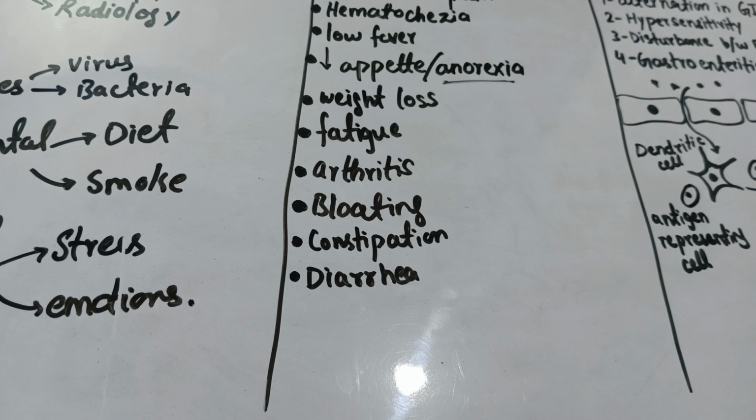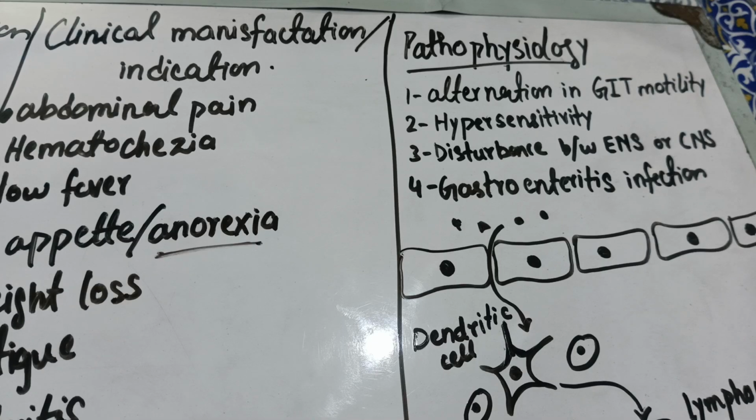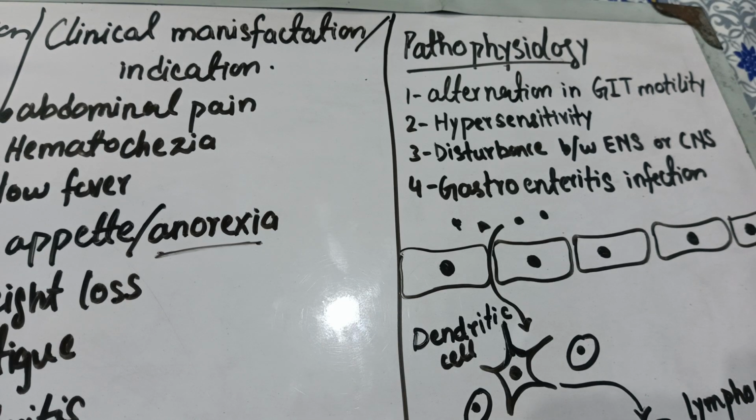Now let's discuss the pathophysiology behind inflammatory bowel disease. The pathophysiology suggests that there is no single particular reason behind the disease. The scientists could not discover one particular reason, but there are some reasons which we can suggest. The first reason is an alteration in GIT motility, due to which you feel inflammation in it. Secondly, there is hypersensitivity. Some patients feel hypersensitivity in their visceral areas, due to which inflammation happens. The third reason is a disturbance in the connection between your enteric nervous system and your central nervous system.